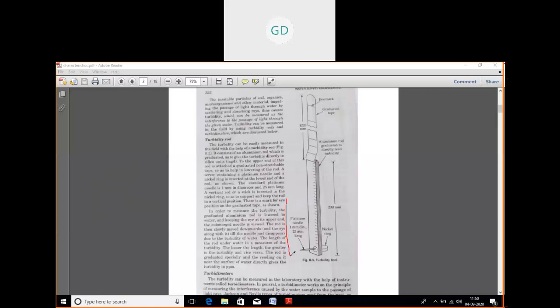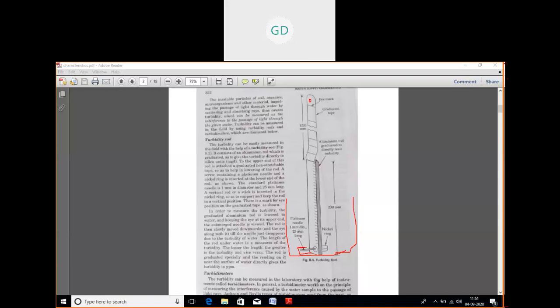Suppose you have taken one beaker of the sample of water, and you dip your turbidity rod in that sample. Okay, so you have your eye mark here. So you put your eye here, and you will be able to see your needle. So you just keep on dipping the rod into your sample of water.